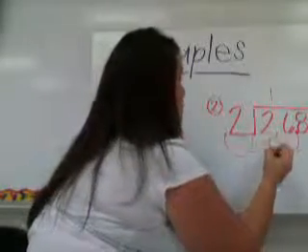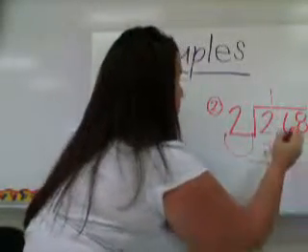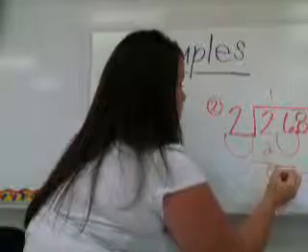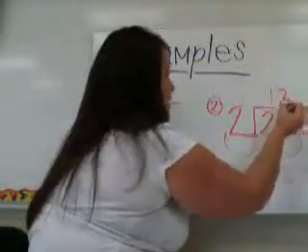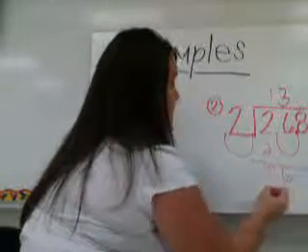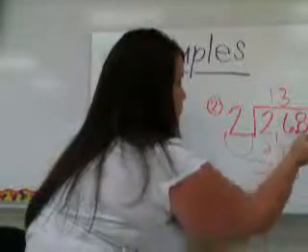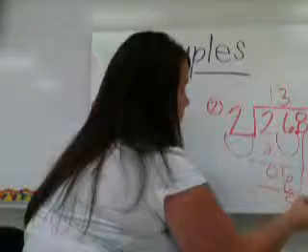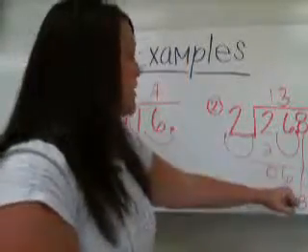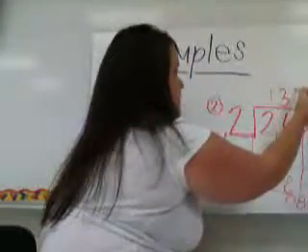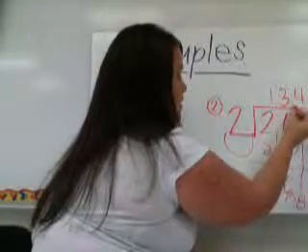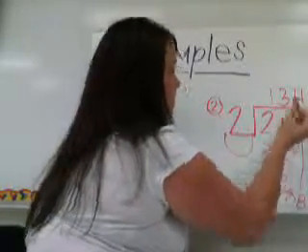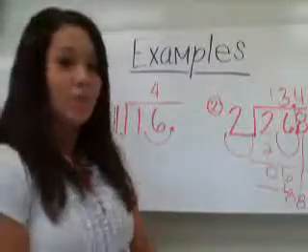1 times 2 is 2. Two will go into 6 3 times. Then 2 will go into 8 4 times. We're going to take this decimal, move it right up here to the top, and we get our answer, which is 13 4/10.